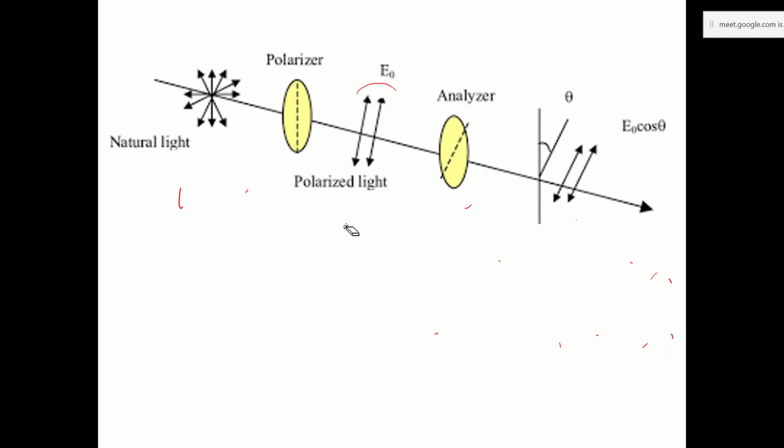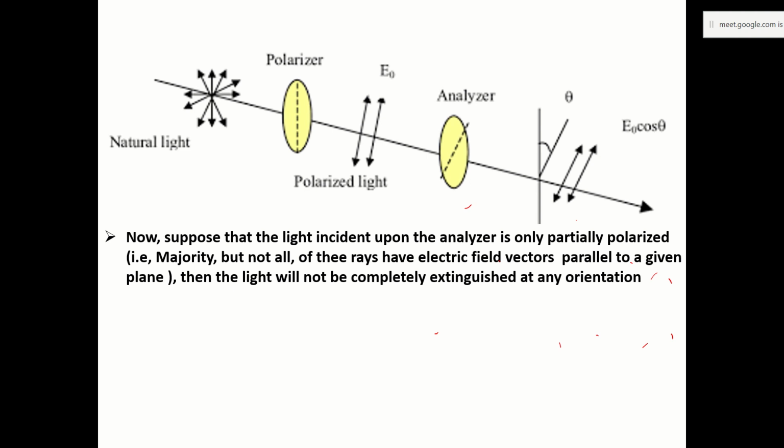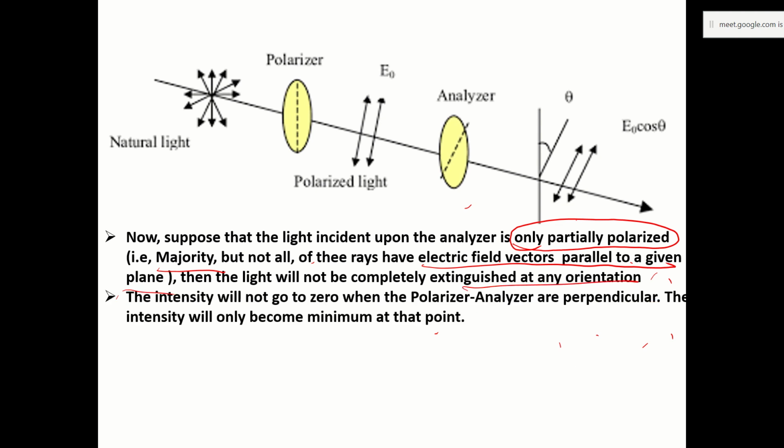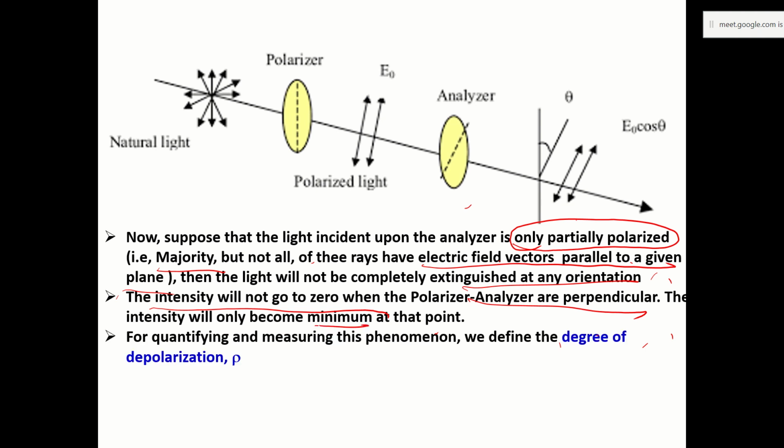Okay, so ये एक बहुत अजीब सी चीज होती है पोलराइजेशन. Raman scattered light is polarized. How? What happens? So this is what I just discussed. Only partially polarized. If the light is partially polarized, the majority of the electric field vectors will be parallel to the plane, but some of them are also in other orientations. So intensity will not go to zero when the polarizer and analyzer are perpendicular, but it will only become minimum at a point.